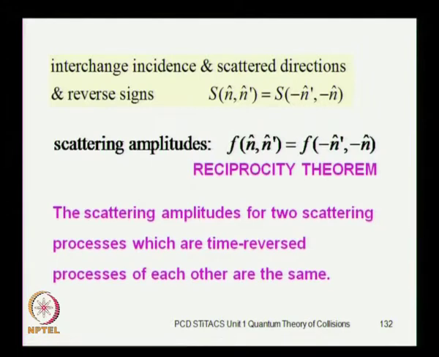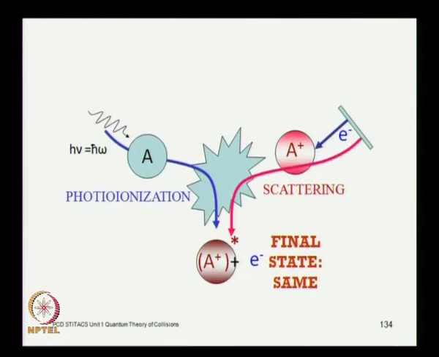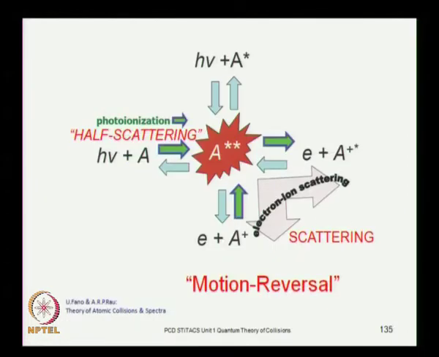It is an expression of motion reversal symmetry, and essentially what time reversal does is interchange the initial and the final states and reverse the direction of motion of the particles in those states. Okay. So, this is the time reversal symmetry in scattering phenomenology, and we have considered this earlier in the discussion of recognizing photoionization as half scattering, right, which were also connected by time reversal symmetry. The solutions were recognized as time reversed solutions of each other, and this we have discussed in a different unit in the previous course.